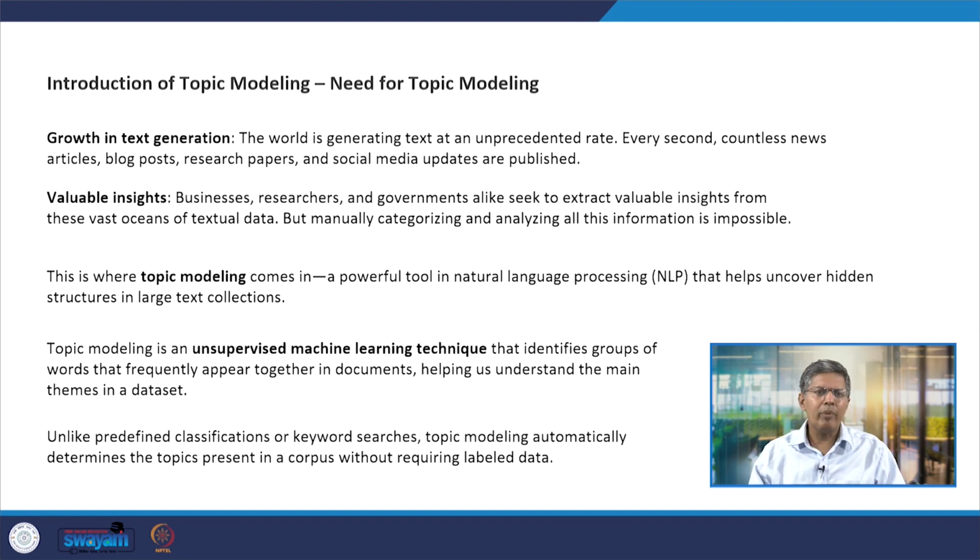Unlike predefined classification or keyword searches, topic modeling automatically determines the topics present in a corpus without requiring labeled data. So it does not require any labeled data. It is a process of unsupervised machine learning, as we said. So the machine would try to learn on its own.